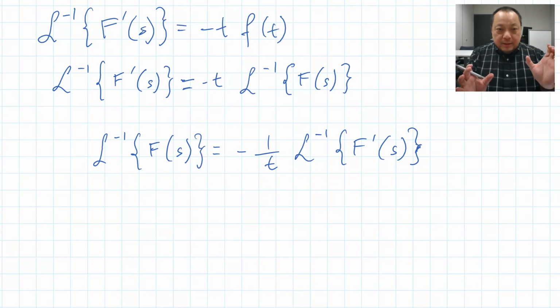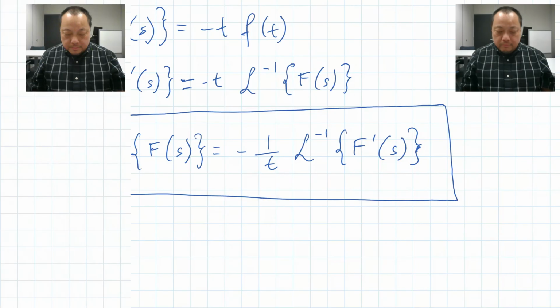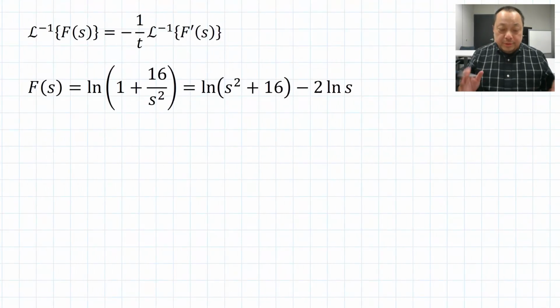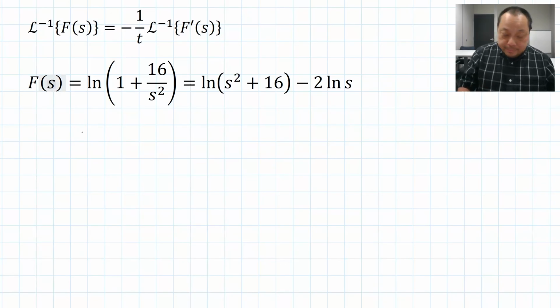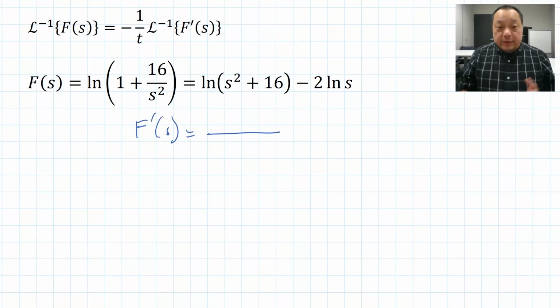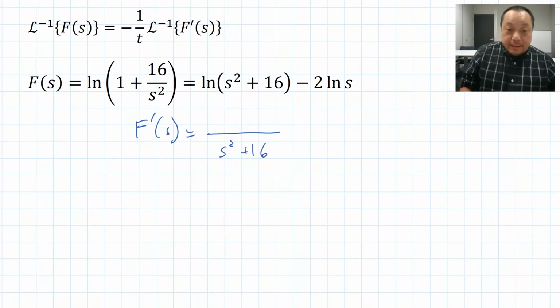So whenever I have the inverse Laplace of a derivative, I can use this formula to compute the inverse Laplace of the function. So here we are. We have a formula for computing the inverse Laplace of a function given the inverse Laplace of the derivative. And our capital F is this ln, which we've already done the algebra to simplify to this. Let's now compute the derivative of capital F. The derivative of ln is 1 over, and by the chain rule, I have to multiply by the derivative of the inside, which is 2s.